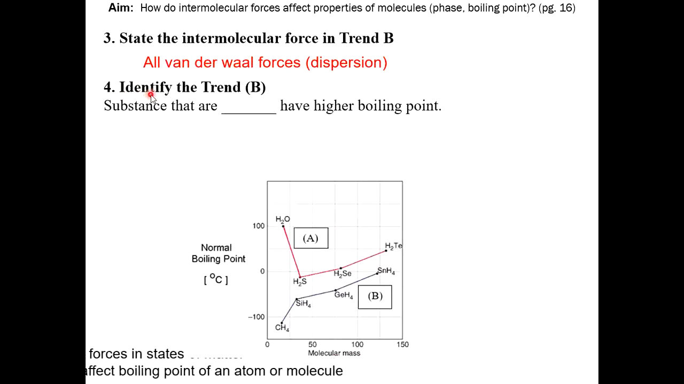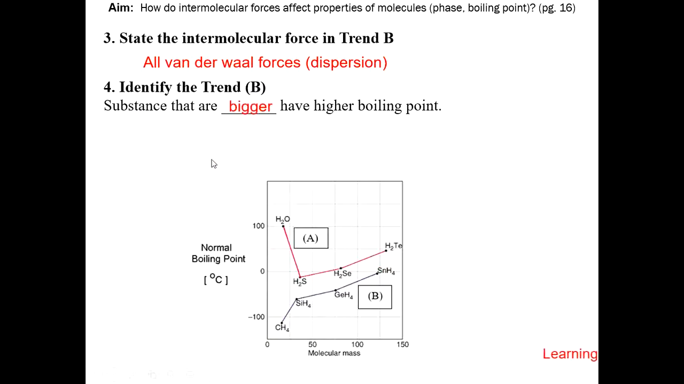Question 4. Identify trend B. Notice there's an upward trend. There's a direct relationship between boiling point and mass. So substances that are bigger have a higher boiling point.